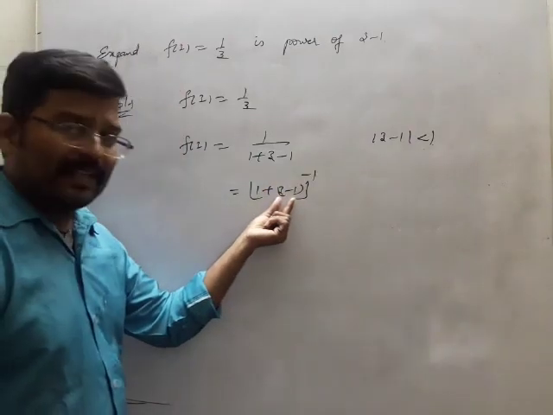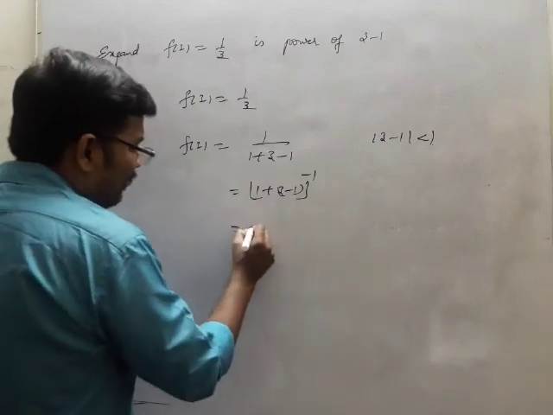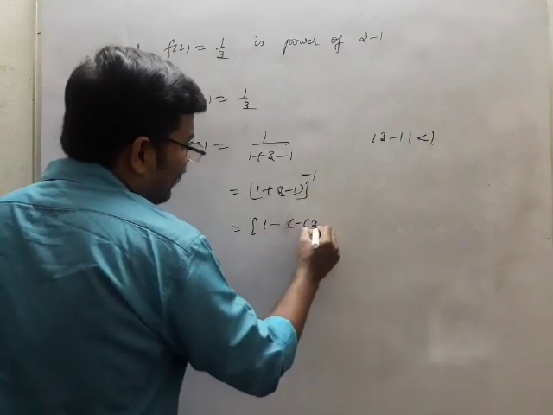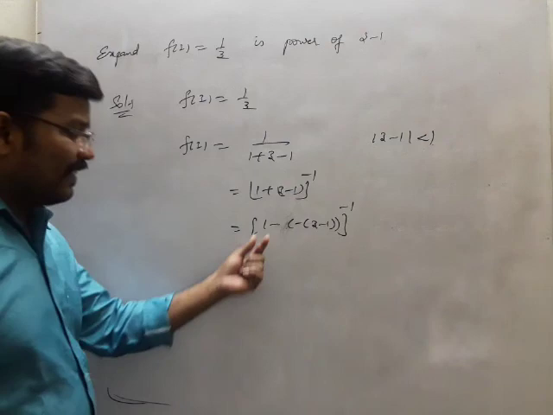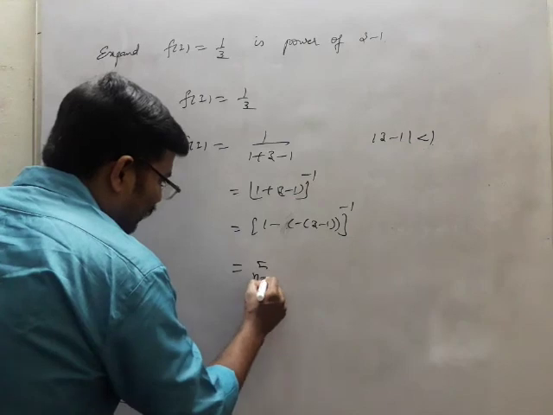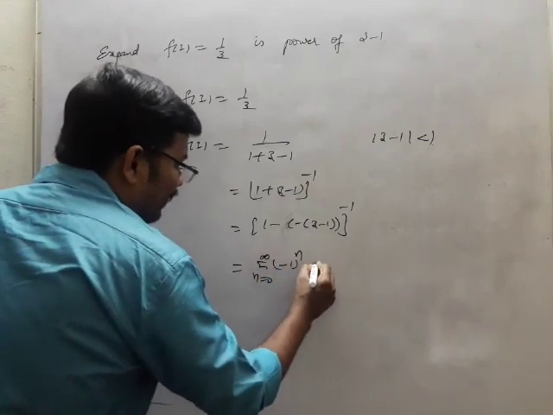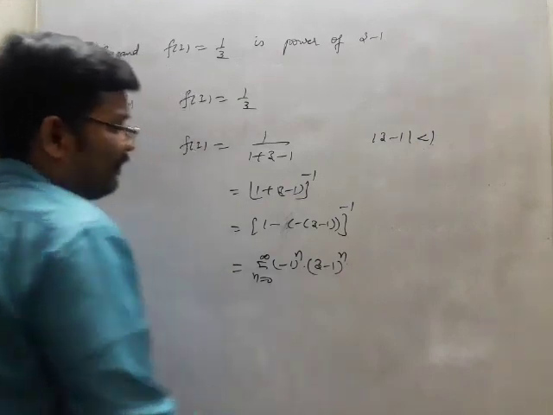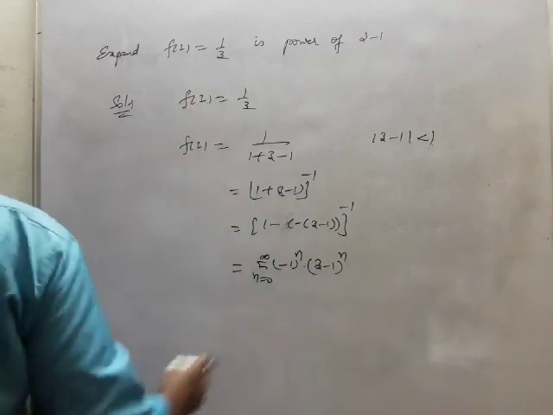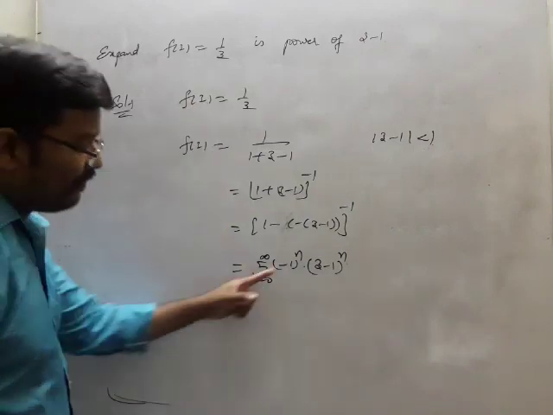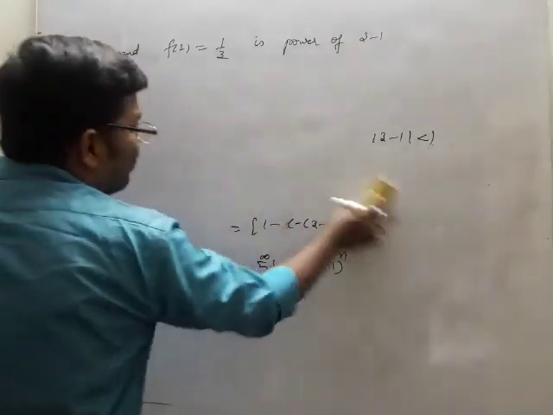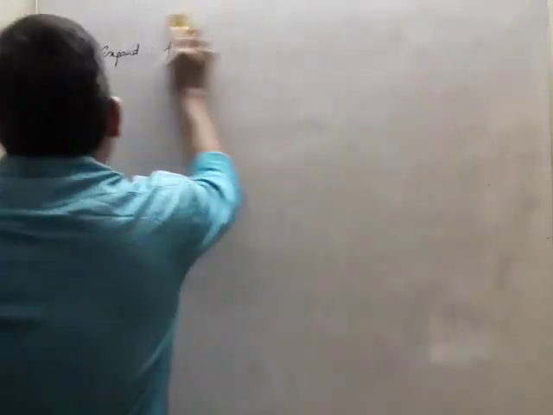So this is in the form of something like 1 minus z. I may write this as 1 minus of minus (z minus 1), whole power minus 1. So what is the answer now? You will get summation n equal to 0 to infinity of (minus 1) whole power n into (z minus 1) whole power n. This is how we can expand the problem. This is another easy problem on how we can expand this.